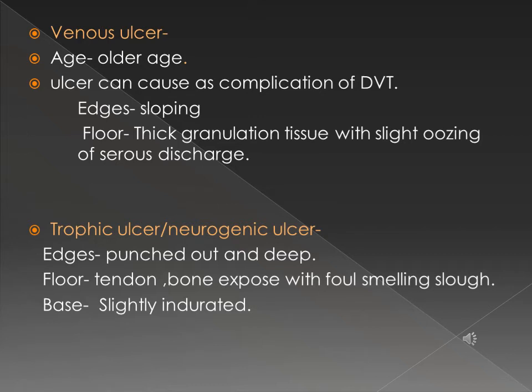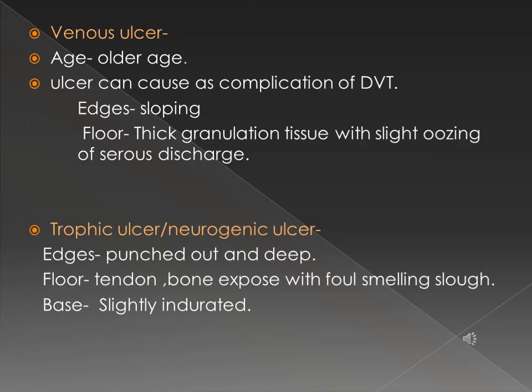Now the venous ulcer, mostly seen in older age. Ulcer can occur as a complication of DVT. It shows complaints of pain in the initial stage only. Site is mostly above the medial malleolus, middle aspect of lower one third of the lower limb. Then the shape is vertically oval as we saw before. Edges are mostly sloping. Floor has thick granulation tissue with slight oozing of serous discharge.